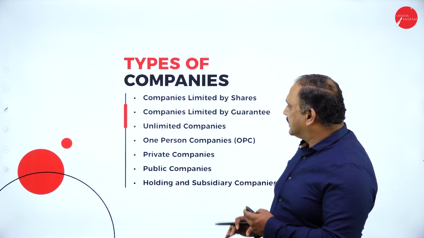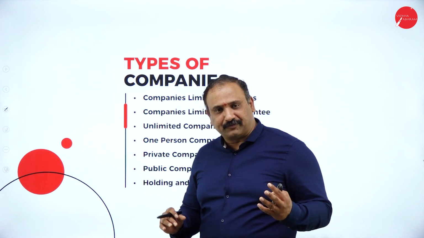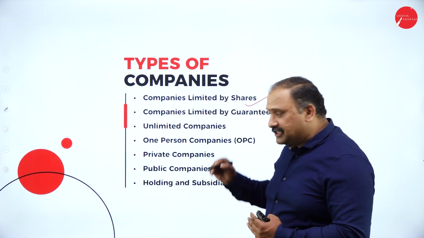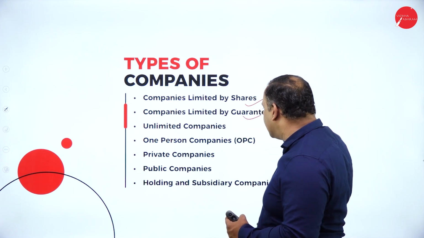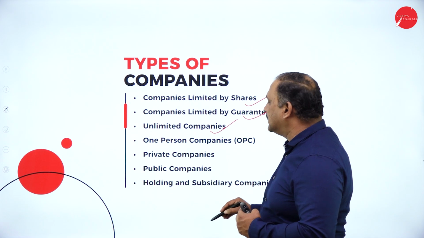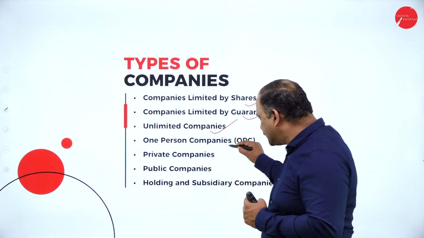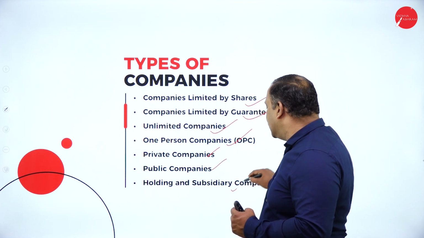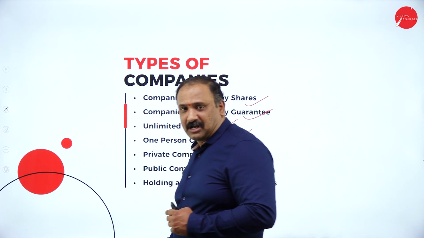So moving further, let's try to understand the types of companies. The first one is companies limited by shares. The second one is companies limited by guarantee. Then we are going to talk about unlimited companies, one-person company, private companies, public companies, holding and subsidiary companies.